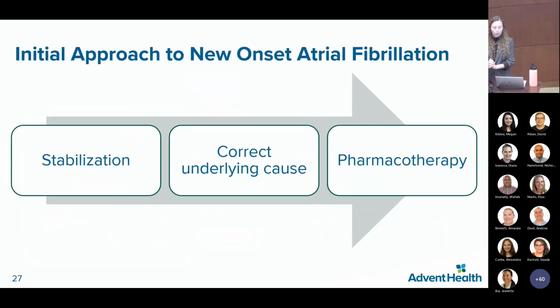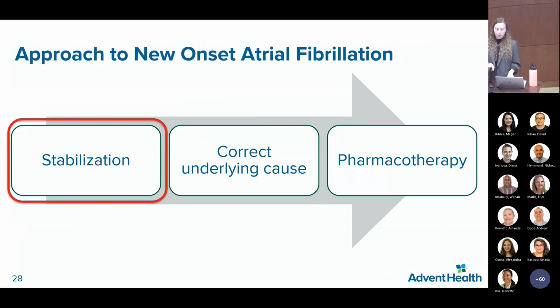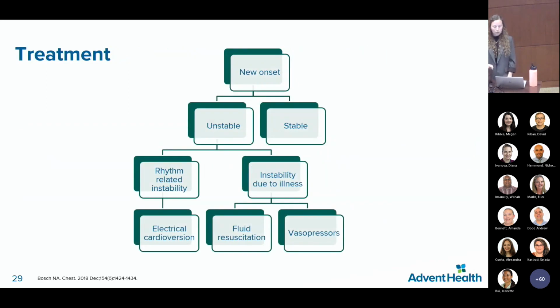Let's first look at our initial approach to new onset atrial fibrillation treatment, with our first step being stabilization in these patients. A lot of our critically ill patients will be unstable at presentation, and patients in our intensive care unit often have a multitude of reasons for this instability. First, it's important to determine if the instability is due to the new onset atrial fibrillation or if it's due to some other cause, which can be determined by a clinical assessment. If the instability is thought to be due to the abnormal rhythm itself, electrical cardioversion would be our first-line therapy in those patients.